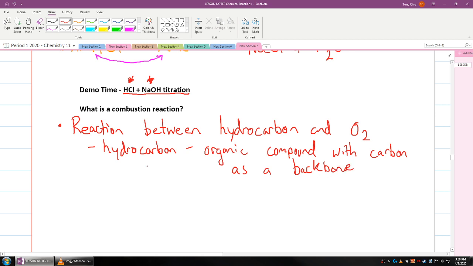So, what you're always going to get when you react a hydrocarbon and oxygen gas is you will always form CO2 plus H2O. Always, always, always. It doesn't matter what the hydrocarbon is. It could be 100 carbons and 200 hydrogens. It will always form CO2 and H2O.